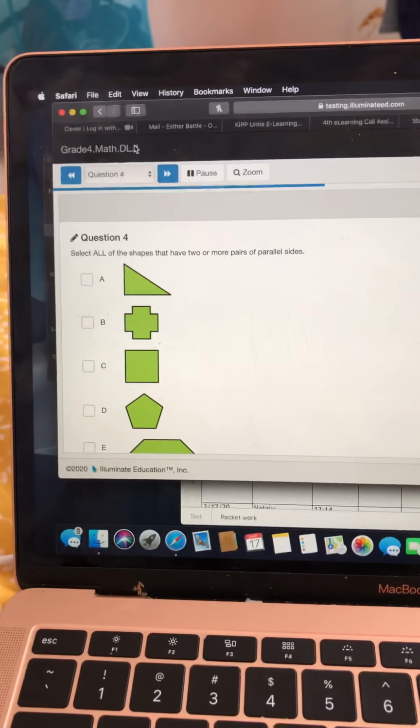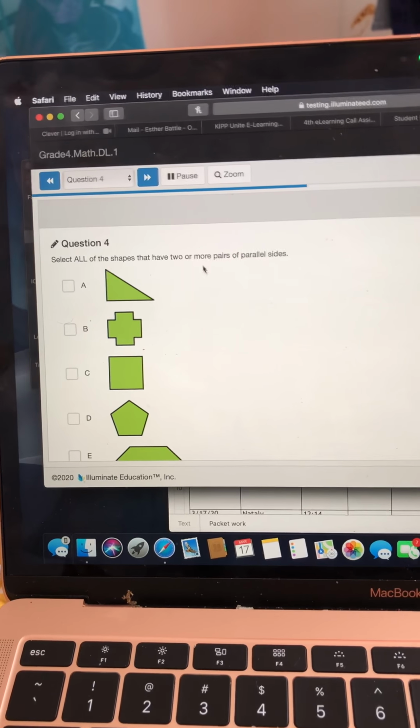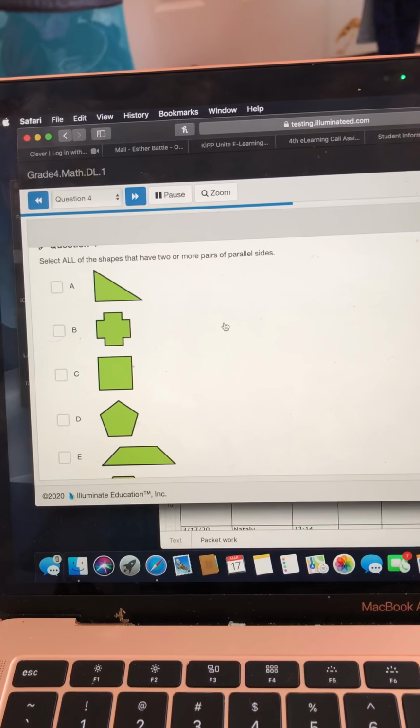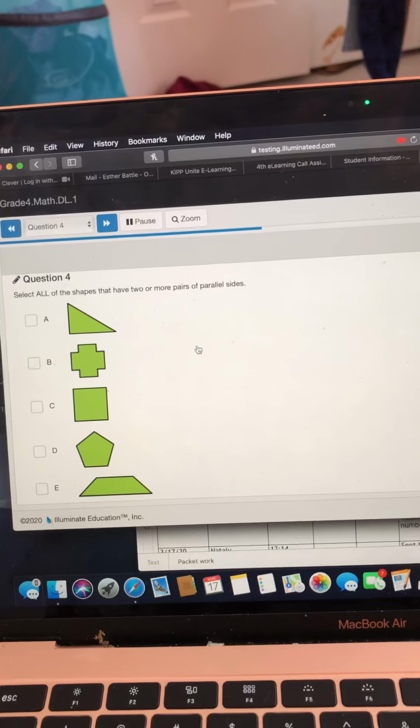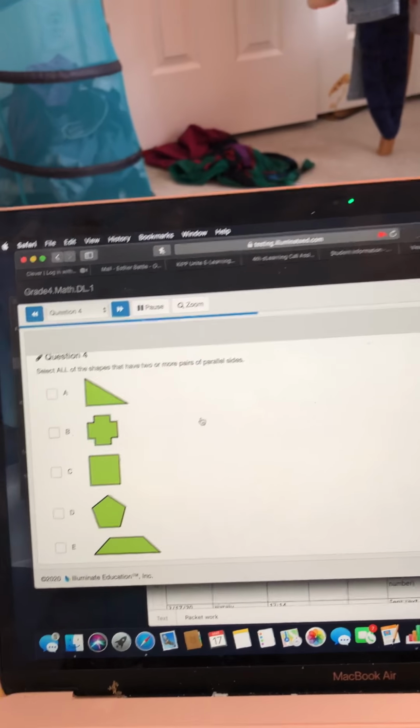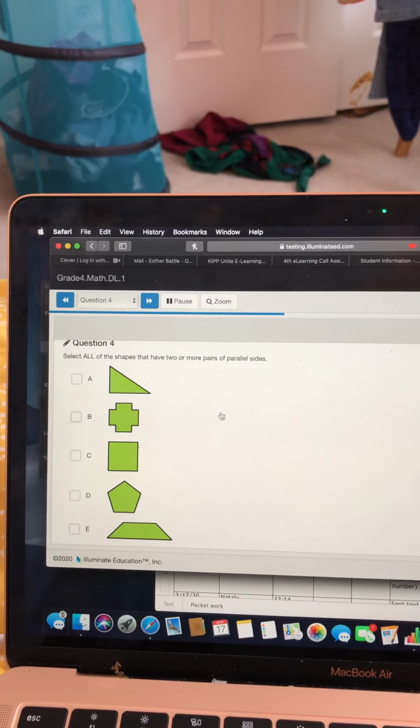So I wanted to talk about problem number 4 because I saw some struggling there. This question is asking us to find the shapes that have 2 or more pairs of parallel lines. So what that's asking us is it has 2 pairs of lines that are parallel.